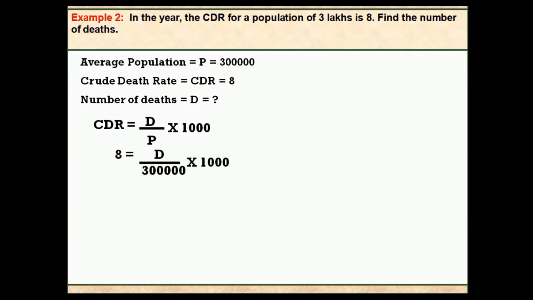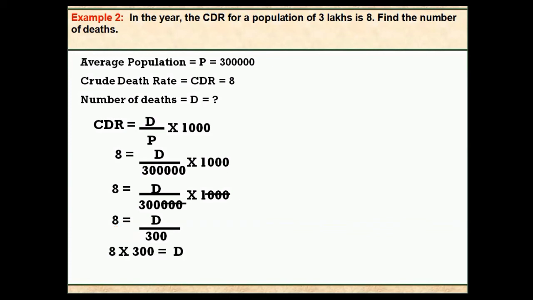Crude death rate is 8. D value is unknown. Average population is 3 lakh into 1000. Here zeros will get cancelled. 8 equals D divided by 300. We need to move 300 to that side. Therefore, 8 into 300 equals D. Number of deaths, D, equals 2400.